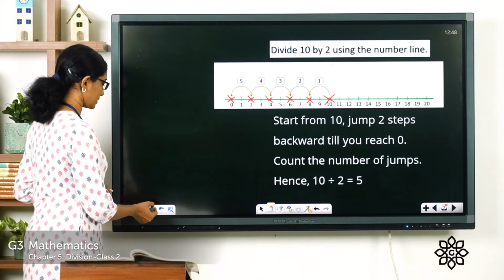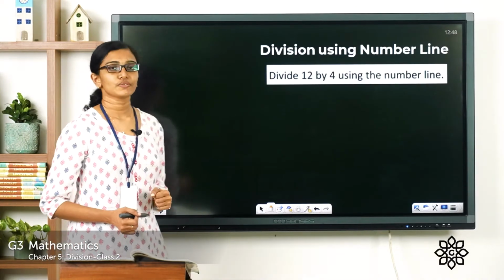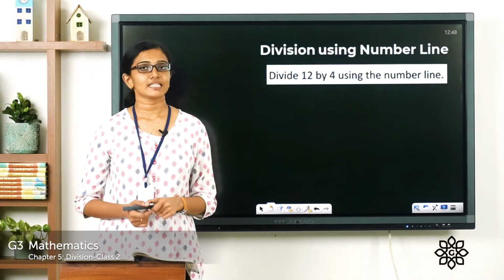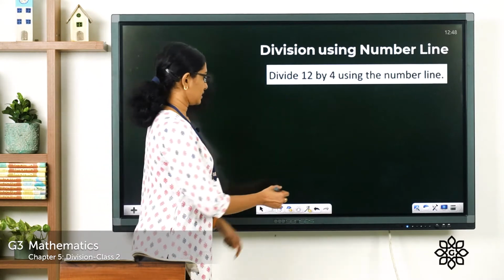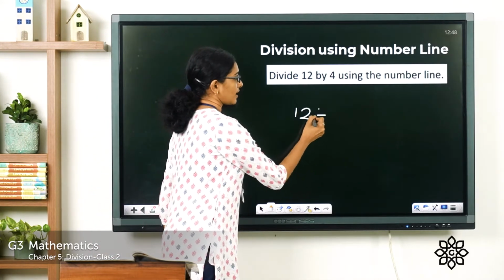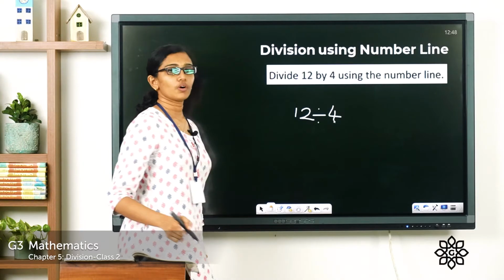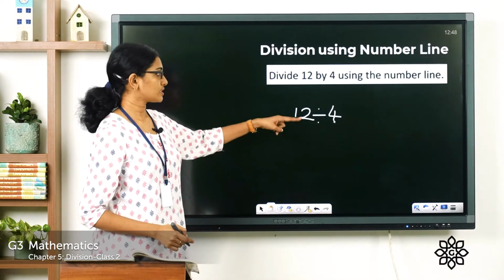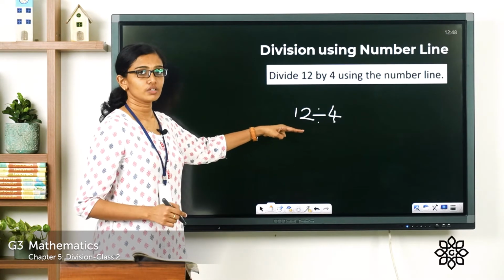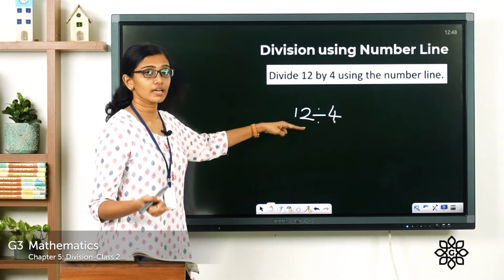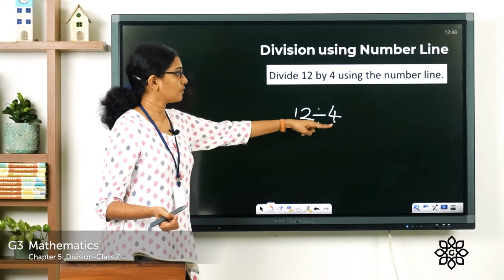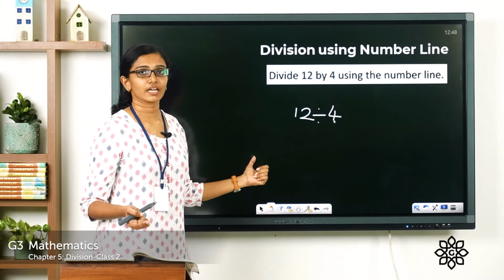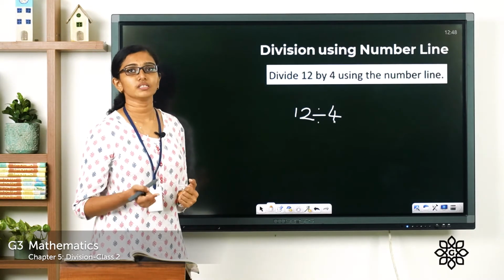We'll see one more question. Divide 12 by 4 using the number line. So here we have the dividend 12 and the divisor 4. So when you start the jump, you stand at 12. Then you start jumping how many steps backward? 4 steps backward each time till you reach point 0.